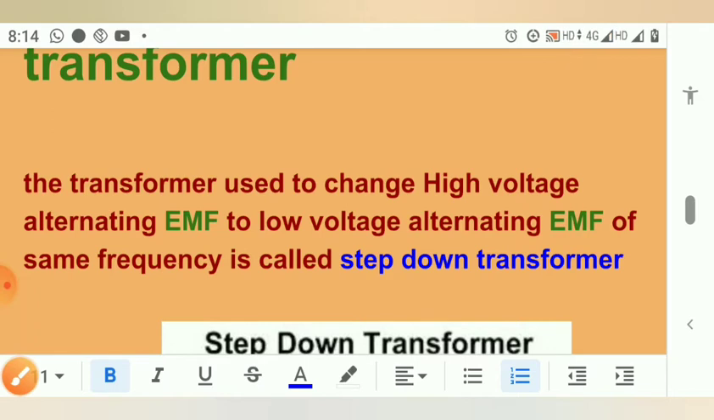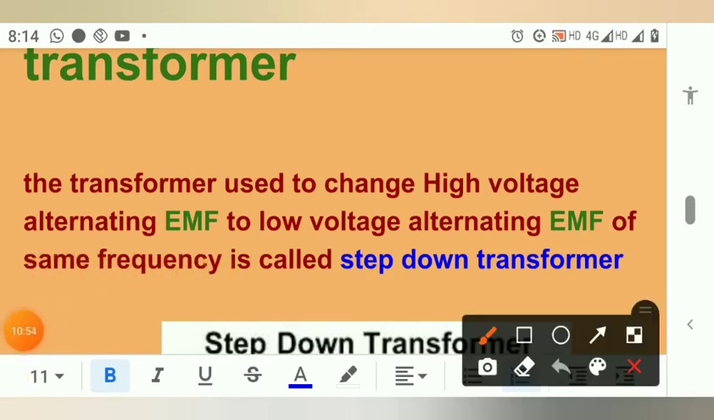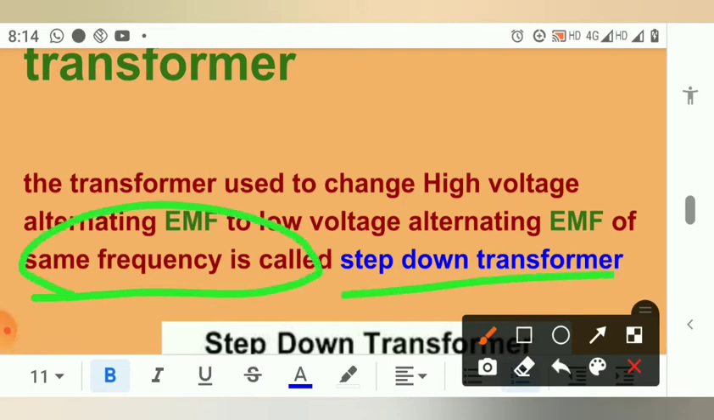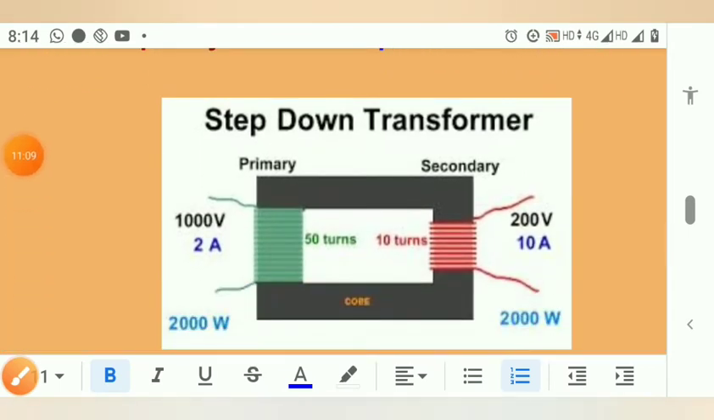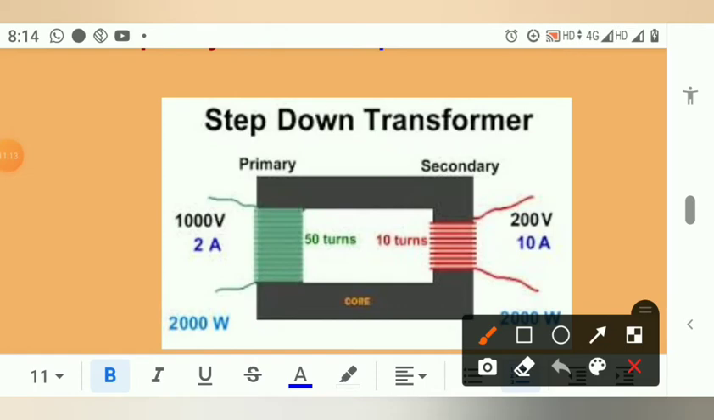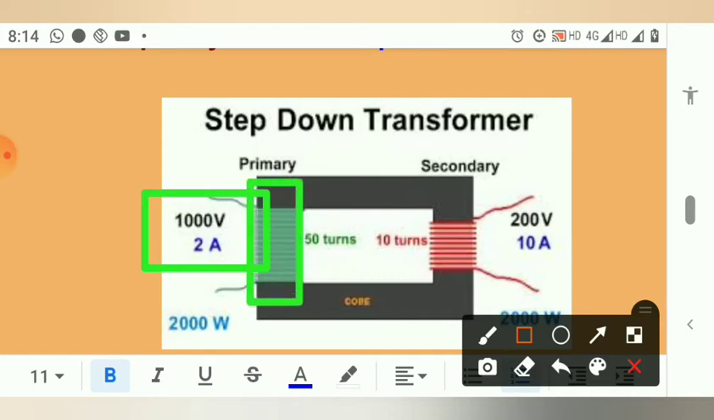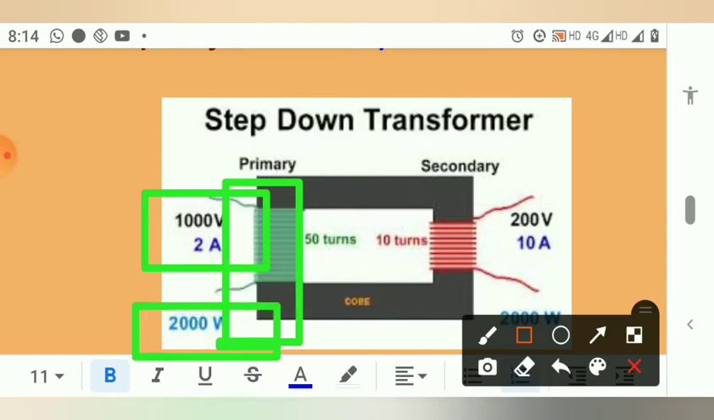And here also the frequency will not change, it will be the same, which is called a step down transformer. It means we give more and take less. Here in the figure we are giving 1000 volt and 2 ampere to the primary, and it has 2000 watt power, and it has 50 turns.